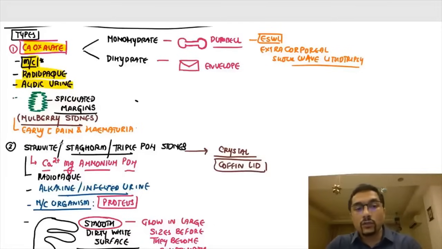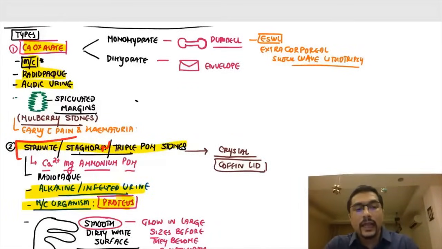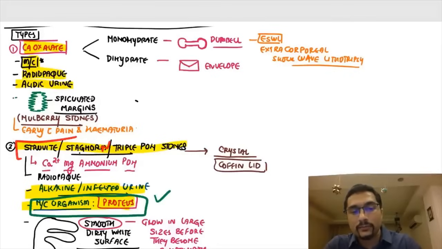Another stone is struvite or staghorn stone. It is also known as triple phosphate stone. This has also been asked. And the question which has been asked is that this triple phosphate or struvite or staghorn stone is seen in infected or alkaline urine, and the organism responsible is Proteus. This has been asked in your exam.